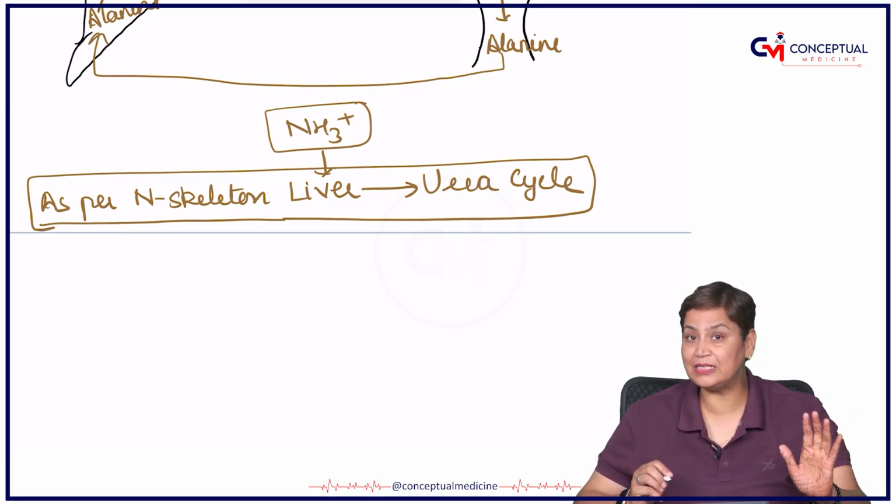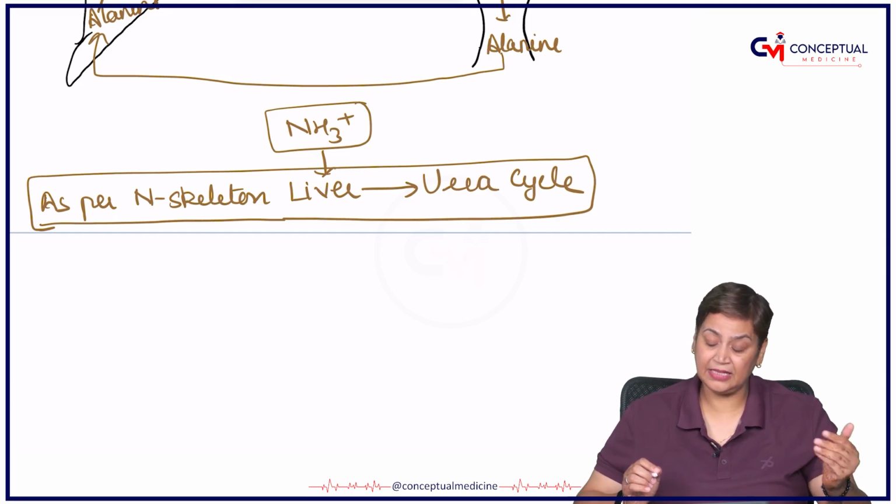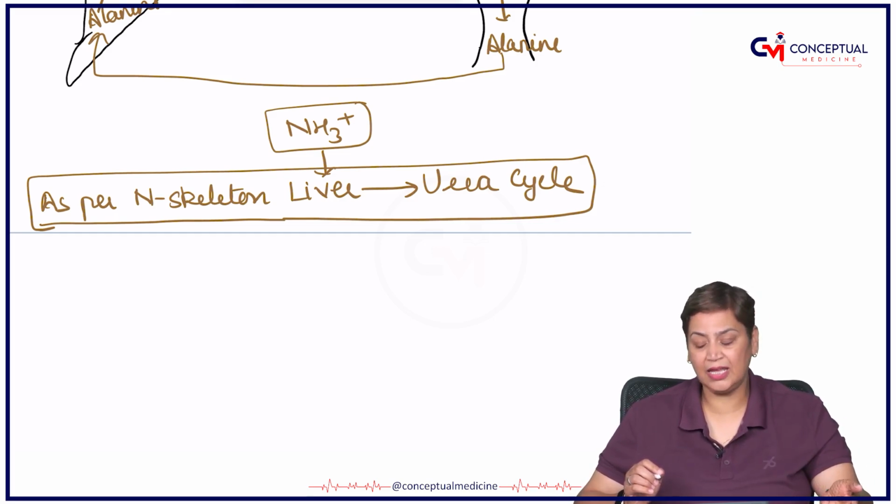I hope this video is clear to all of you. In the next video, we are going to study how this urea is produced in the liver, what the steps are, and what the inborn errors of metabolism associated with the urea cycle are.